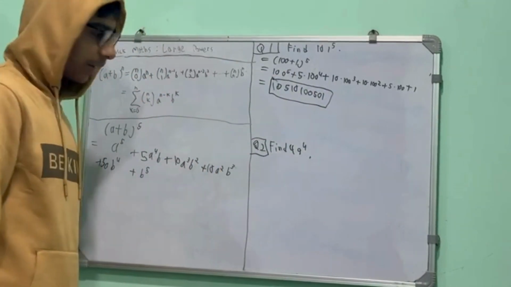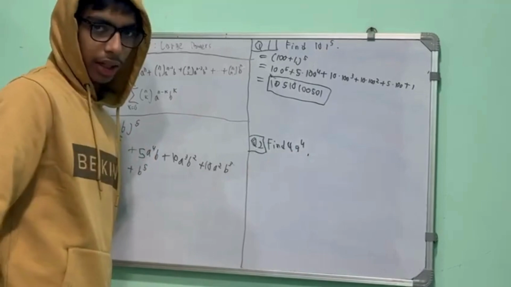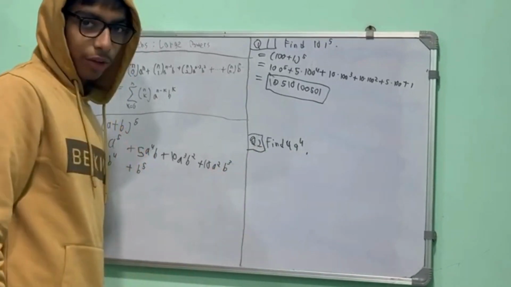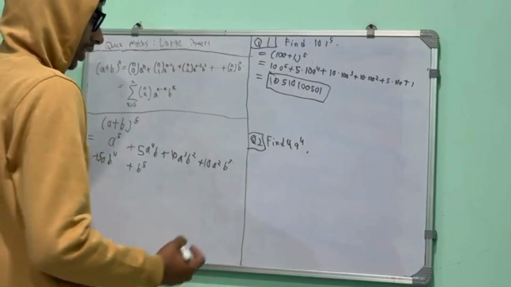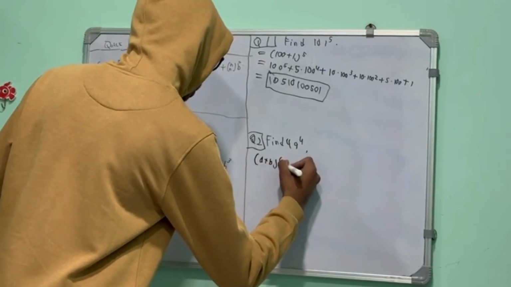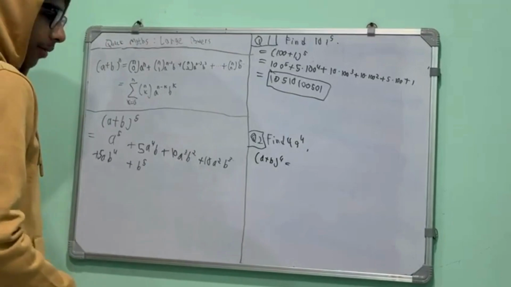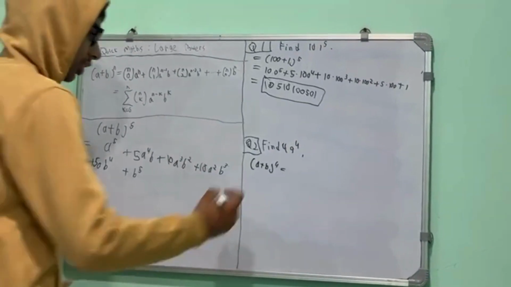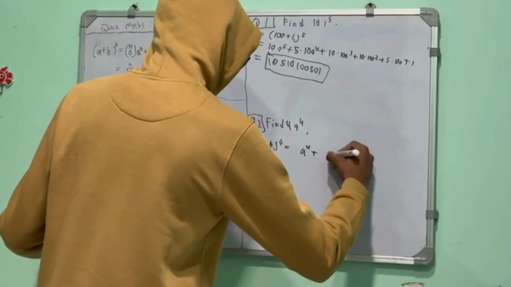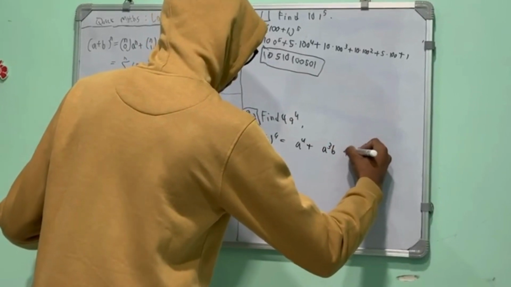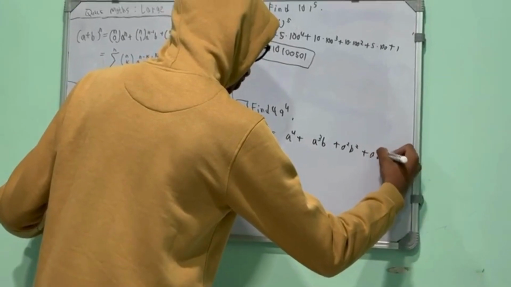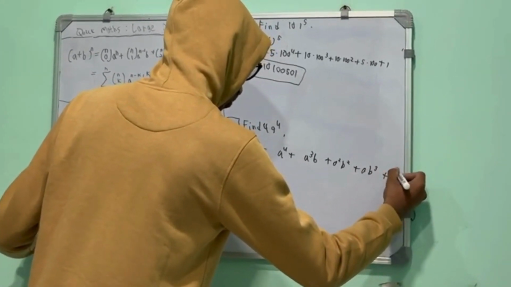Now for the next question, we have to find 49 to the power 4. And actually we haven't gotten an expansion for the a plus b to the power 4 yet. So let's just see if we can find that out. A plus b to the power 4. So again we'll be applying the same formula. First we'll list down the variables, which are going to be a to the 4 plus a cube b plus a squared b squared, a b cubed plus b to the 4th.